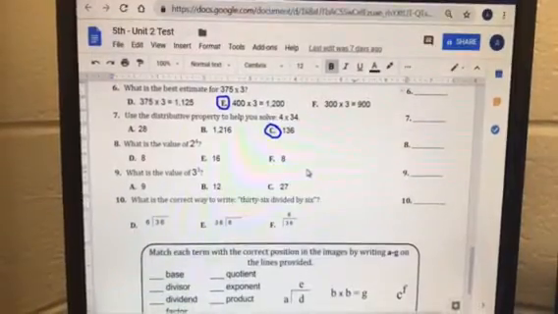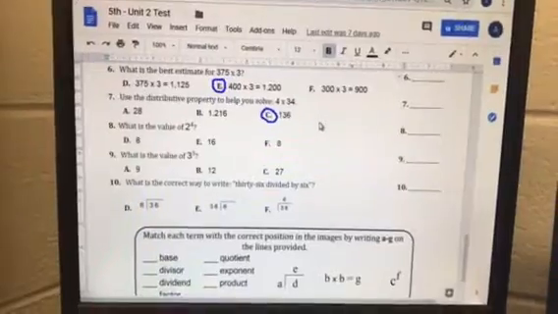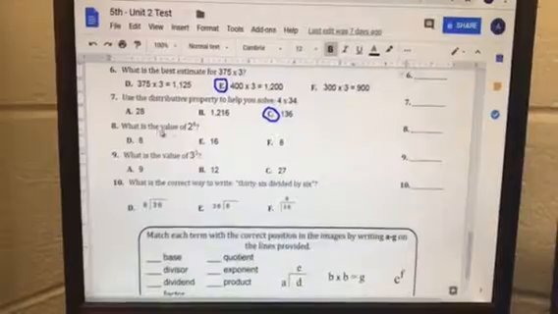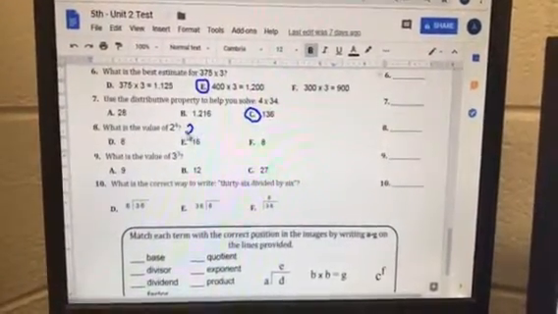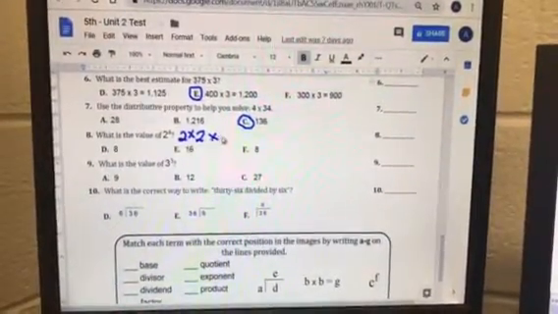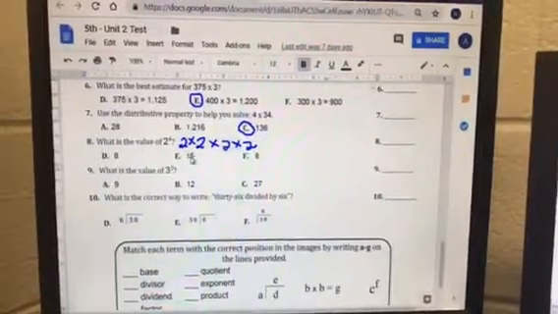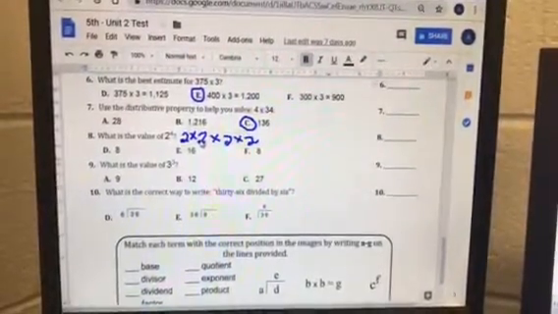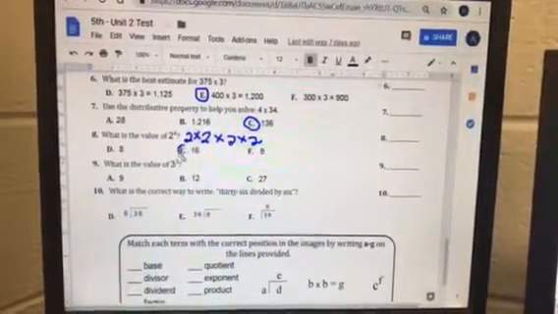Number 8 had to do with exponents, and exponents tell us that the same number is multiplied by itself the amount of times it appears in the power. So for example, in 2 to the 4th power, it means I'm taking the base 2 times itself 4 different times. So if I write this out, I should see 2 appear 4 times. And let's go ahead and do the math for it. 2 times 2 is 4, times 2 is 8, times 2 is 16. So our answer is E.